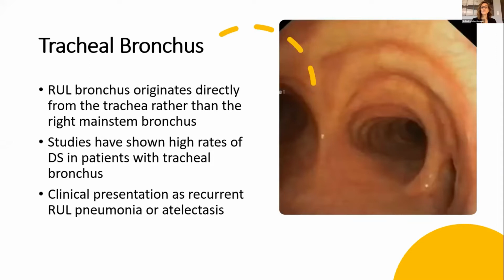Now, moving on to the tracheal bronchus, otherwise known as bronchus suis. This is the right upper lobe bronchus, which originates either at the level of or above the carina rather than at the right main stem bronchus. It's shown in higher rates in Down syndrome in patients that undergo, for instance, bronchoscopy. It could be a clinical manifestation such as right upper lobe pneumonia or atelectasis, but in most cases, it's technically a finding during their airway assessment with no clinical significance.